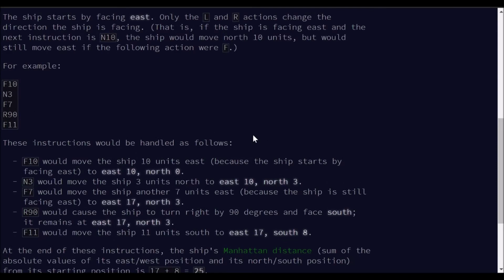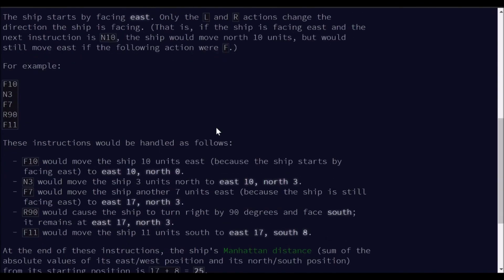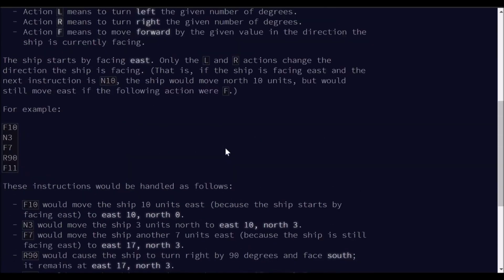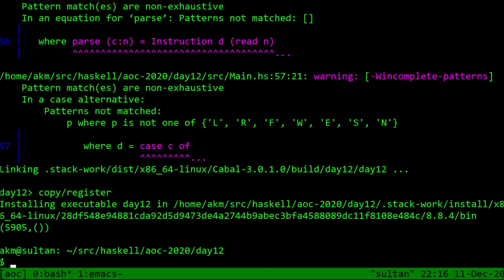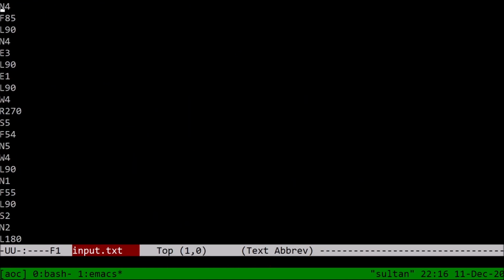So, I didn't actually read the instructions about how you're supposed to handle turning. Turn left the given number of degrees? Oh my god. What? Oh, would they just give you 90? Okay. Let's look at our input, I guess. I assumed that it meant turn left and then move, but I should have read. All right. Let's look at our input here. They're always 90 and 270 and so on. Okay.